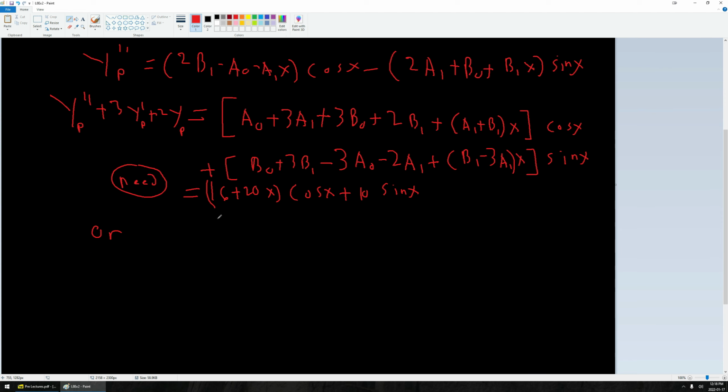Okay, so let's see what we get. Here the 16 needs to be equal to the constant term up here. So here I get a0 plus 3a1 plus 3b0 plus 2b1, all needs to be equal to 16. Next up, setting this one, I get 20 better be equal to a1 plus my b1. Here, slight typo, needs to be 3b1.